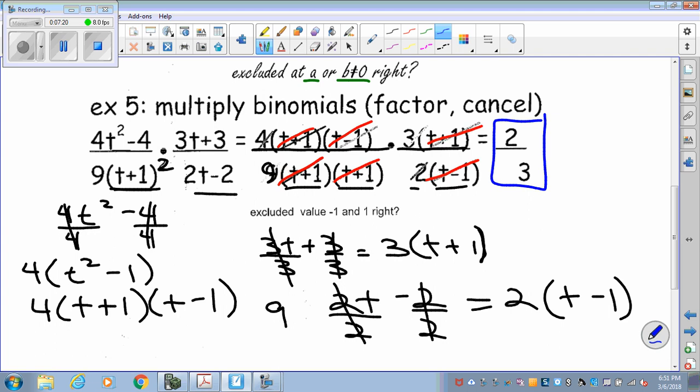All right. Excluded values, go back to your original problem, right? So if you have t plus 1 as a factor, then negative 1 is going to make, if I put a negative 1 in there, negative 1 plus 1, that would be 0. So that would be excluded. And if I put a positive 1 here, 1 minus 1 would be 0. And so that is also an excluded value. So t, the dreaded t, cannot equal negative 1 or positive 1.